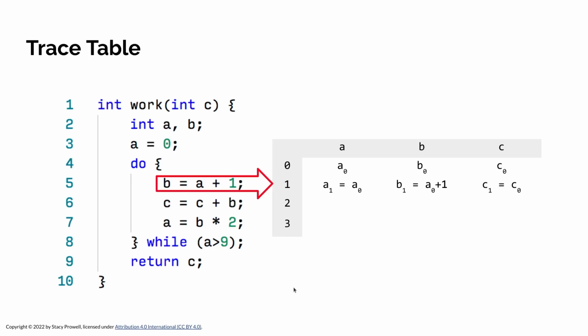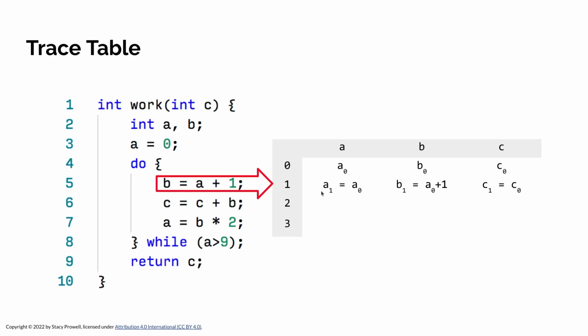So this line does not change A. So A sub 1, or A after line 1 completes, is identical to A after line 0 completed, or before line 1 ran. Same thing for C. But B changes. B sub 1, B after line 1 completes, is equal to A before the line started plus 1.